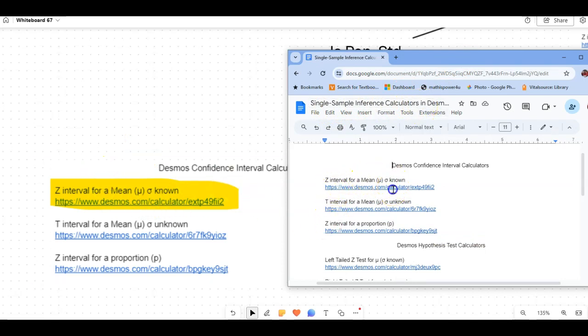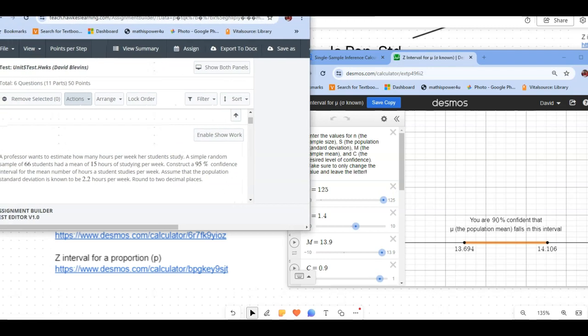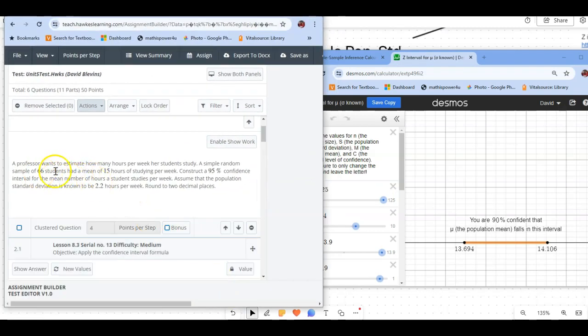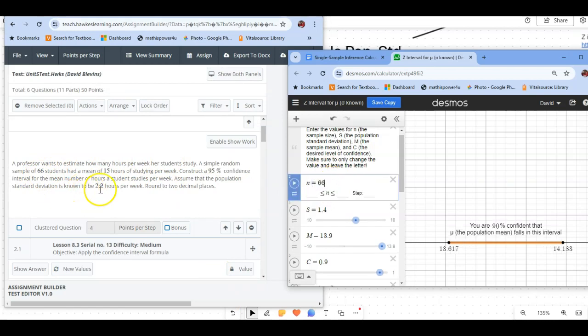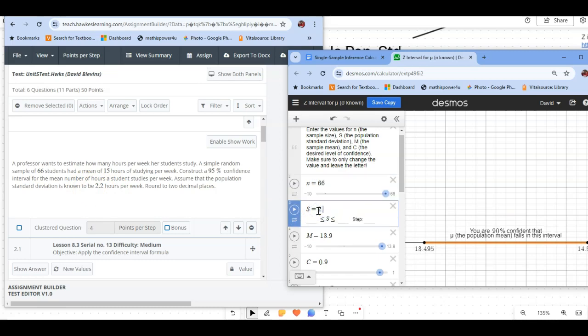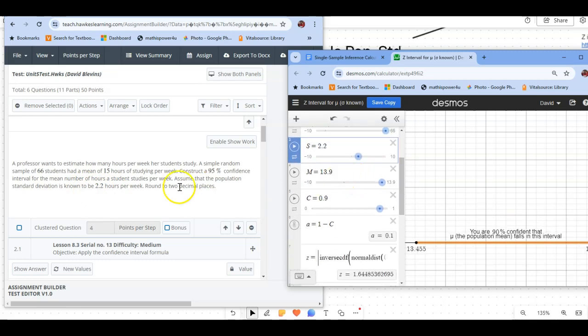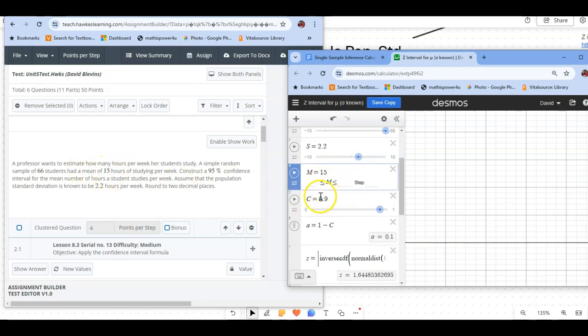There's that z-interval for a mean. If I click that, here is the wording of the problem. n is how many in our sample, so that's 66 in this example. The standard deviation for the population is known to be 2.2, so I'd put that in for s. m is the mean, so it had a mean of 15. You can just override these numbers every time. And then the confidence level, c, is 95%, so I'd make it 0.95. Make sure you write it as a decimal.